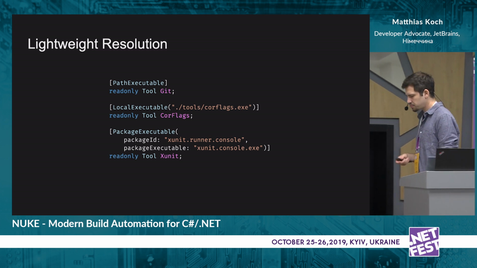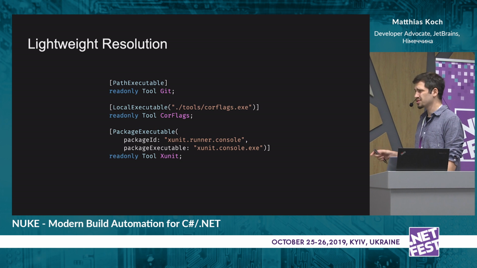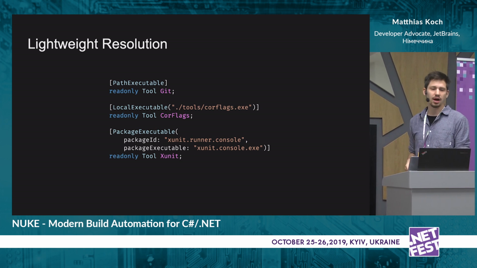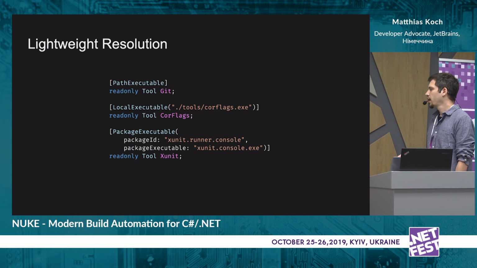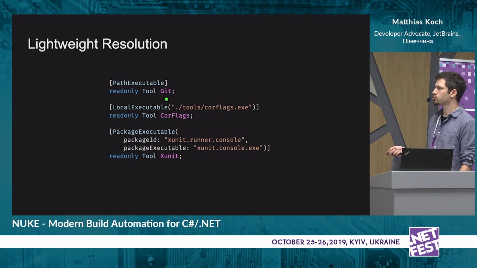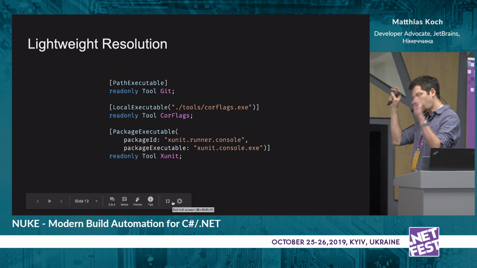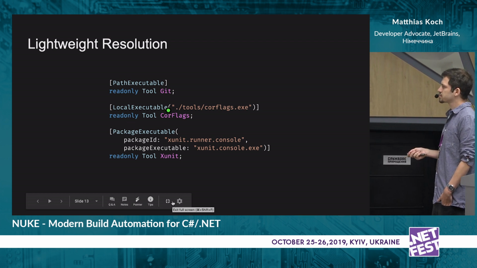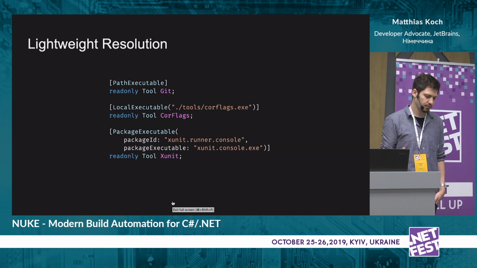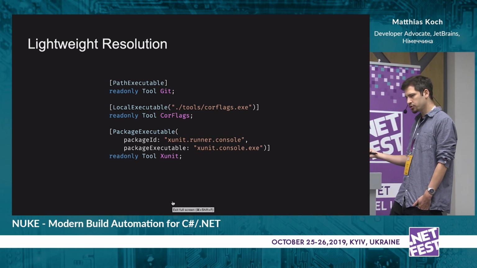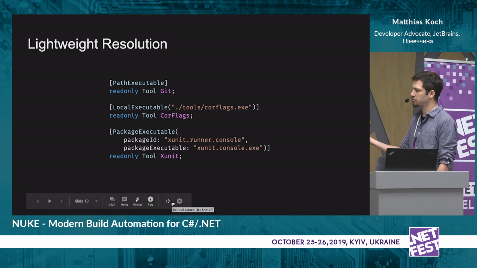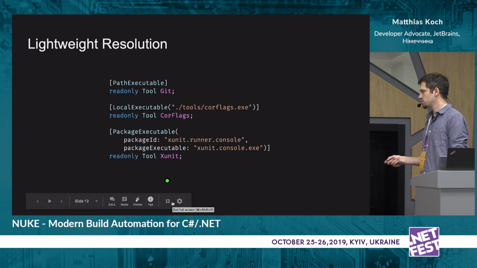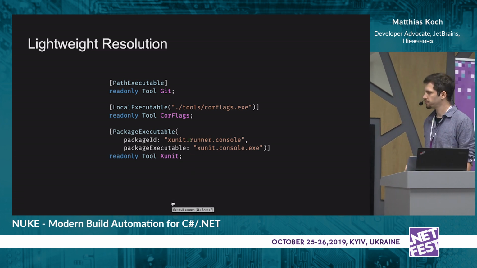Okay, then there's also the possibility, because you don't want to use this Fluent API all the time. There's also the possibility to have a lightweight resolution. And for instance, a path executable would just try to resolve Git from the path environment variable. Local executable would be if you commit executables along in your repository. And package executable, I guess that's self-explanatory for NuGet packages. And it would just search the executable in that package right here.